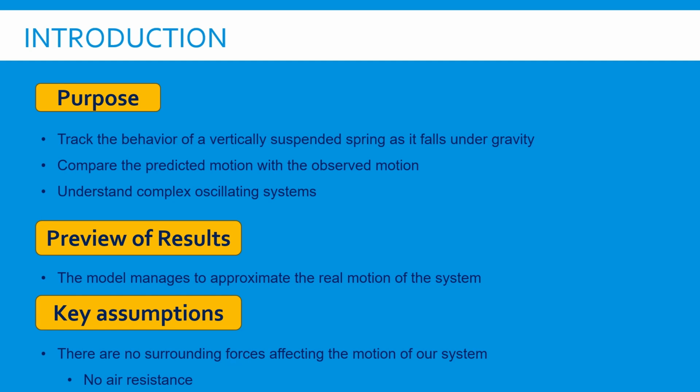The purpose of this experiment is to track the behavior of a vertically suspended spring as it falls under gravity. We will be comparing the predicted motion with the observed motion and understanding complex oscillating systems. As a preview of the results, the model manages to closely approximate the real motion of the system, and some key assumptions are that there are not going to be any surrounding forces affecting the motion of the system. This specifically means that we will not be taking into consideration any air resistance on the system.